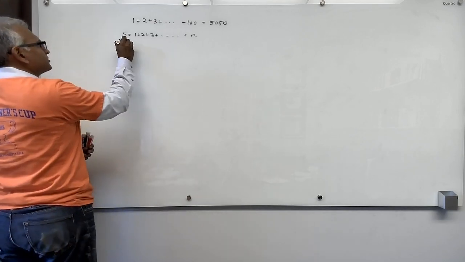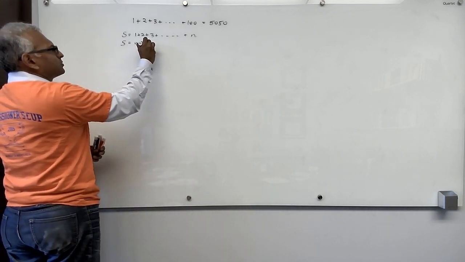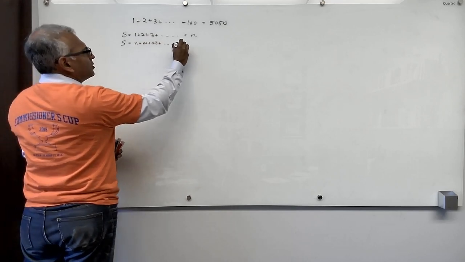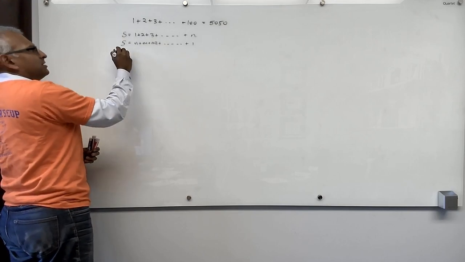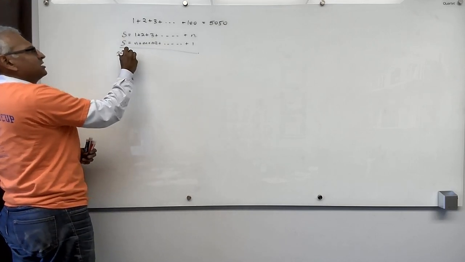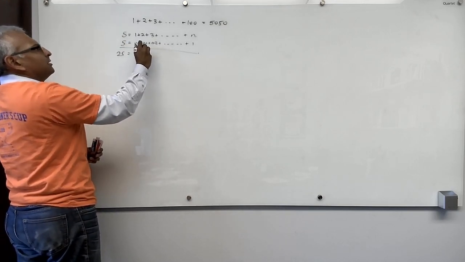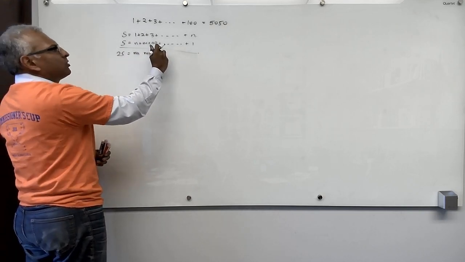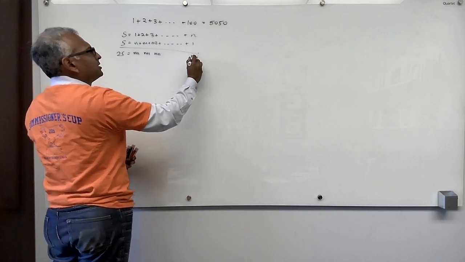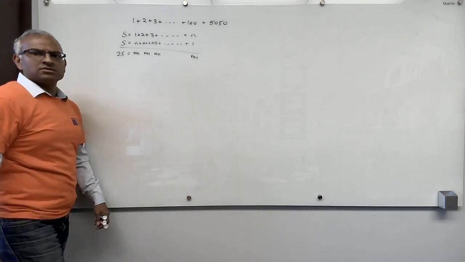So let me reverse. S equals n plus n minus 1 plus n minus 2 plus all the way up to plus 1. So I reverse them: 1, 2, 3 up to n. Well, now let me add. If I add, I get 2s equals n plus 1. N minus 1 plus 2 is n plus 1. N minus 2 plus 3 is n plus 1. Look, they're all n plus 1. And this is also n plus 1. Okay, so I got a whole bunch of n plus 1s, which I need to add up.